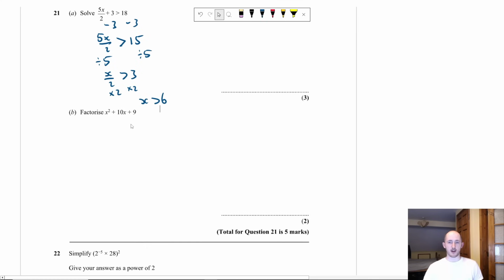Okay, factorizing. I actually quite enjoy this. You think of two numbers that times to give me 9 and add to give me 10. Okay, so if I write down the factors of 9, I have 3 and 3. Can those add to give me 10? Nope. What about 9 and 1? Can those add to give me 10? Yeah. So 9 and 1 are my numbers, so you put 9 in one bracket, 1 in the other. Either way round is fine. So x plus 1, x plus 9 is also completely acceptable.